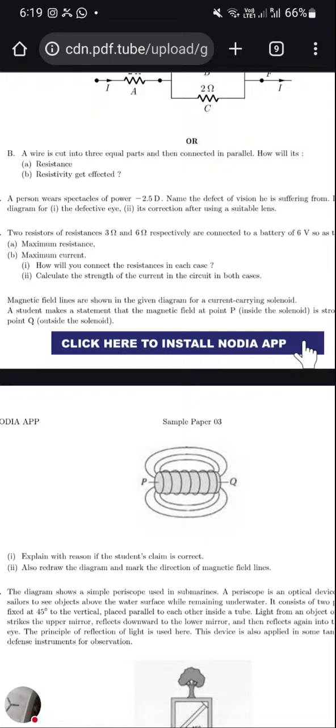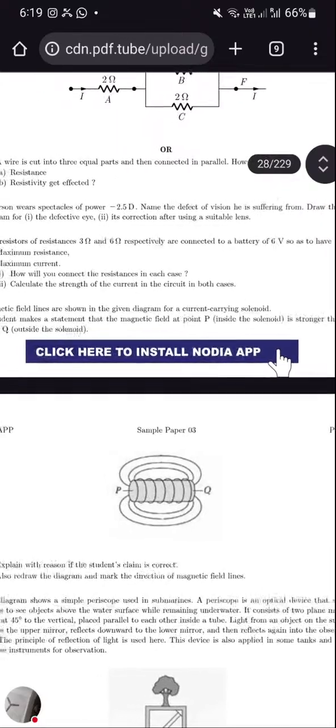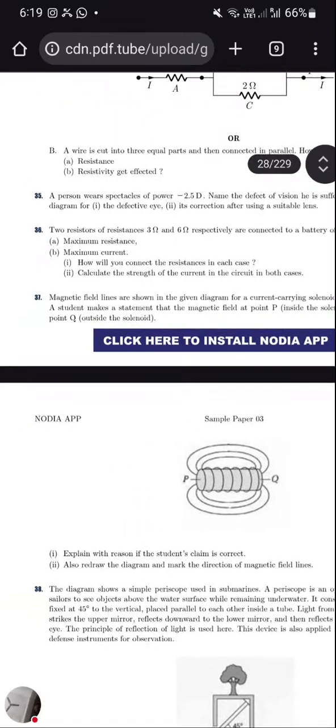Okay, next one. 2 resistors, 3 and 6 ohm, are connected with a battery of 6 volt to have maximum resistance and minimum current. Maximum resistance: so always we get maximum resistance in series combination. 3 and 6 is there. So you need to get series combination for maximum resistance, and for minimum resistance, parallel combination.